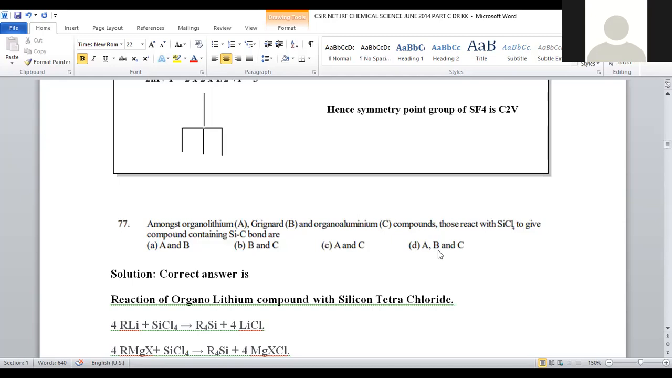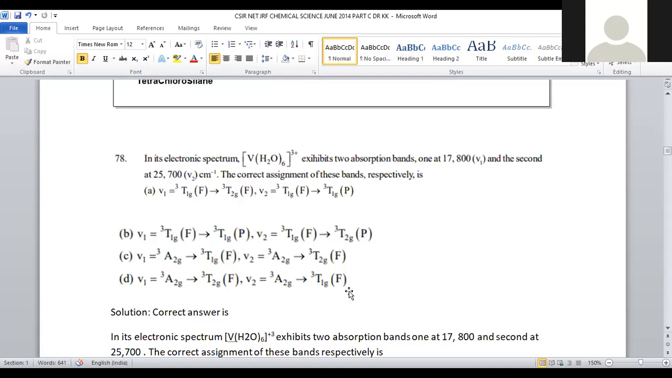So all are available in the option number D. A, B, C, all are able to give silicon carbon linkage. So the correct answer will be option number 4. For question number 77, option number 4 is the correct answer. Let us move on to question number 78.